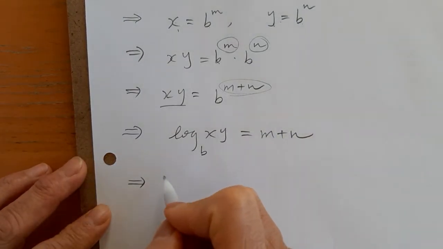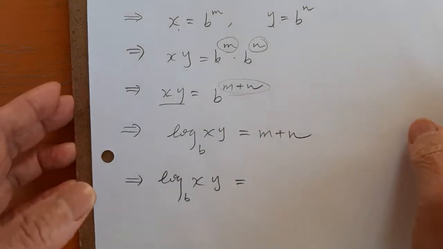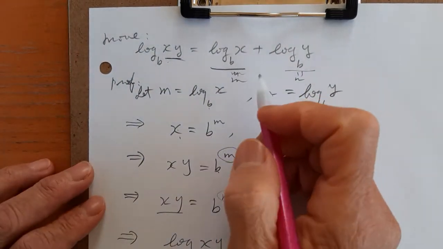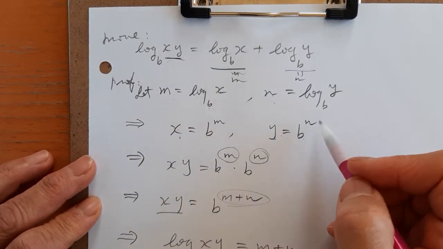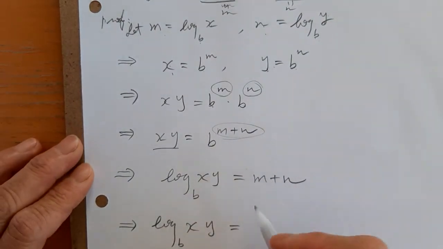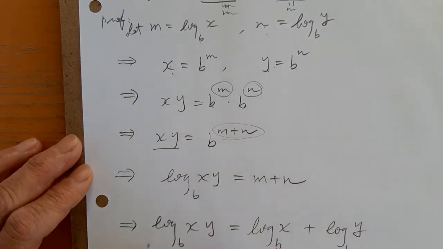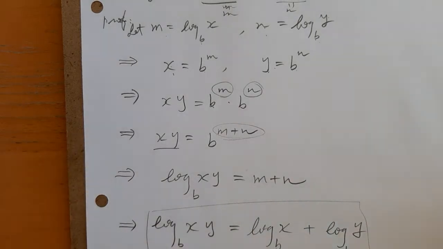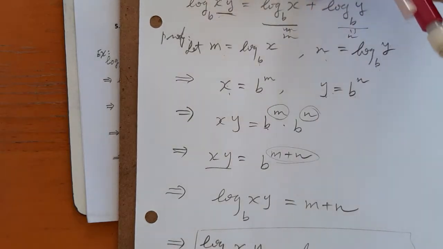And so then plug back in. Log xy equals, since we let m equal log x and n equal log y, plug back in. m is log x, n is log y, base is b. Now we got it proved. Product rule is proved. Then next is the quotient rule.